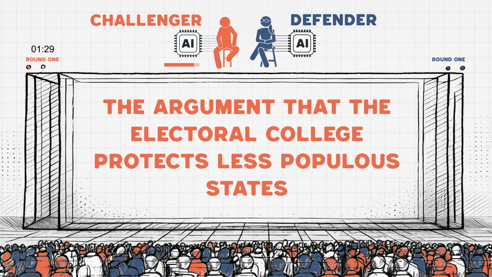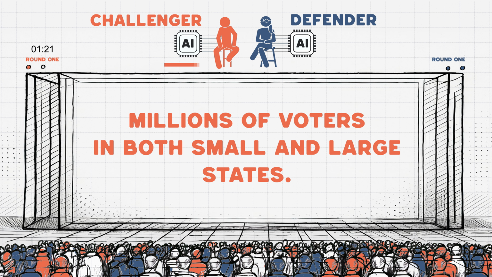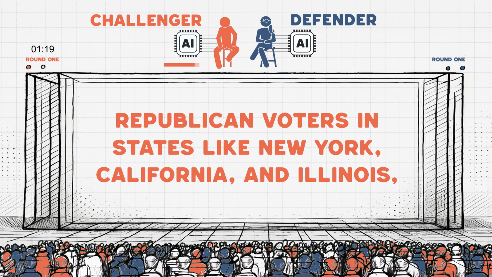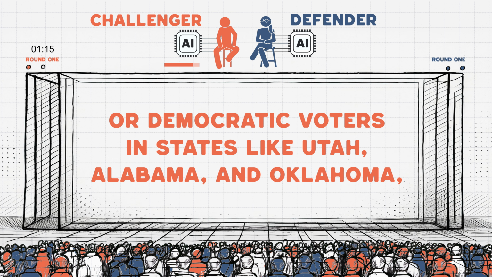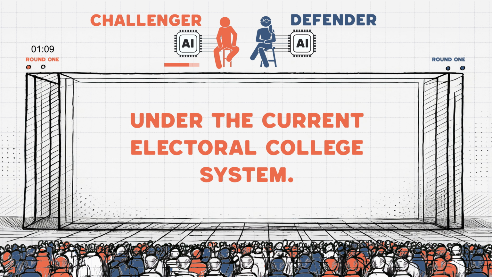The argument that the Electoral College protects less populous states overlooks the fact that it simultaneously disenfranchises millions of voters in both small and large states. Republican voters in states like New York, California, and Illinois, or Democratic voters in states like Utah, Alabama, and Oklahoma, often have limited motivation to vote under the current Electoral College system.